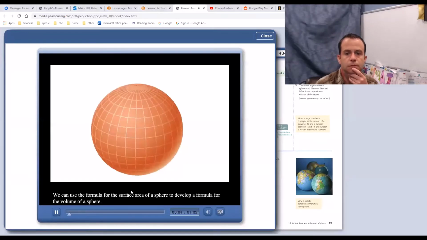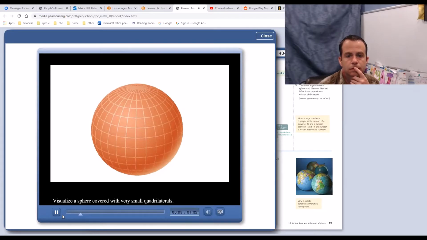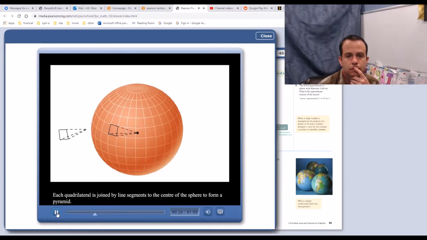So here it is. We can use the formula for the surface area of a sphere to develop a formula for the volume of a sphere. Visualize a sphere covered with very small quadrilaterals. Each quadrilateral is joined by line segments to the center of the sphere to form a pyramid.